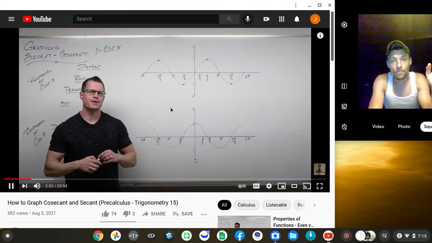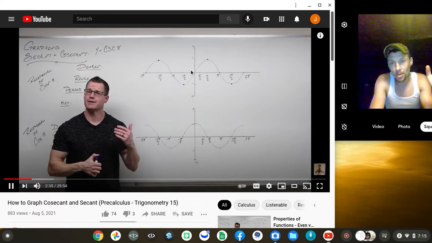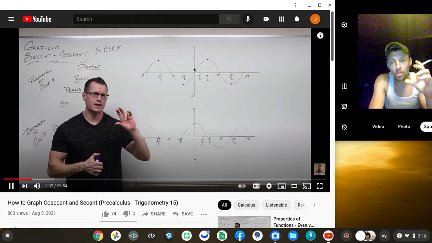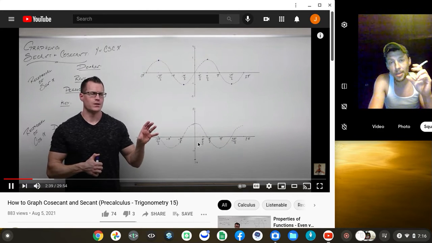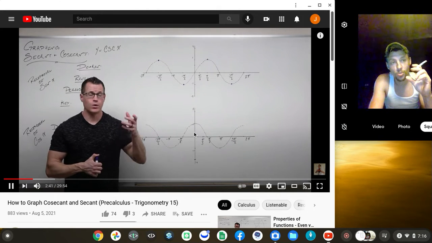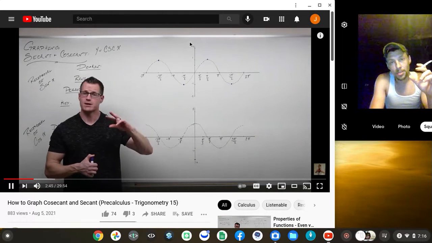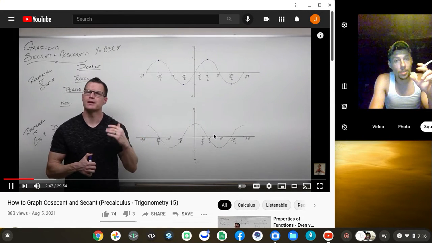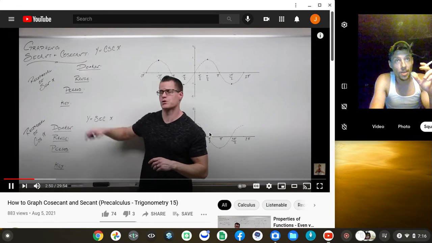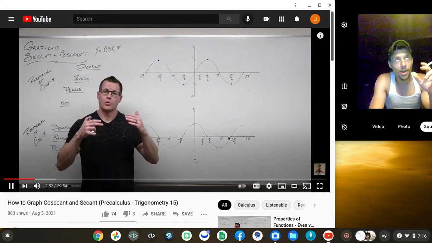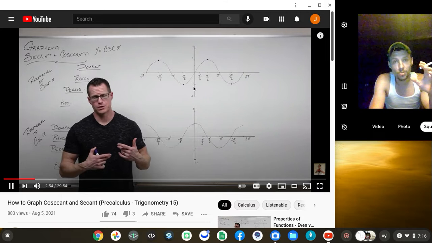Now, the interesting things happen at the zeros. Where sine of x equals 0, what's the reciprocal of 0? Well, this would be 0 over some sort of constant, usually 0 over 1. If I reciprocate that, that's 1 over 0. And so here's what this means. This is one of our key features we're going to write down in a minute: that we're going to have vertical asymptotes.